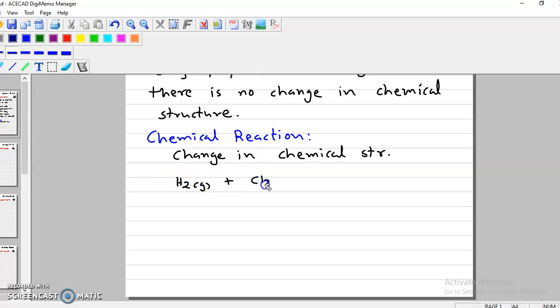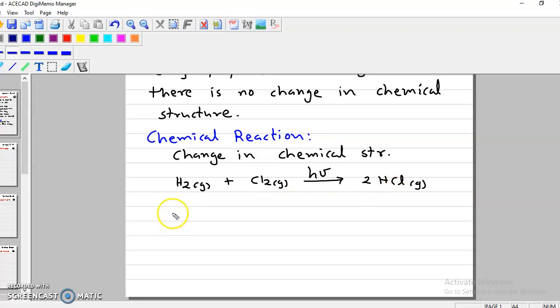plus Cl2 gas, and we will get HCl in presence of light. This is a photochemical reaction. This is the sign of light. So H2 and chlorine combine and we will get HCl in presence of light. So this is called chemical reaction. Why? Because reactants are different and products are different. So that is why it is called chemical reaction.